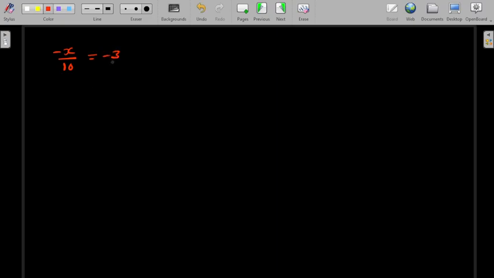When we do cross multiplication, it gives negative x equal to 10 times negative 3, which gives negative 30. So when we reach here, we have negative x equal to negative 30. We divide by negative 1, so we have the value of x, which is positive 30. So the value of x is positive 30. That's how we solve for x given such.